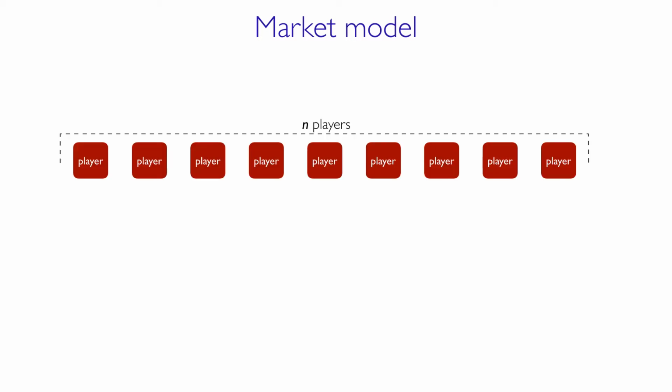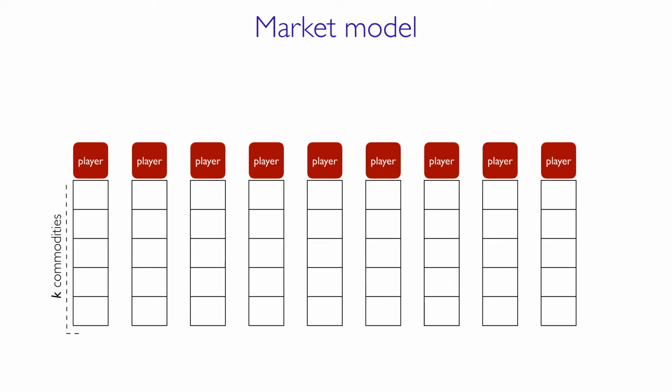We introduce the market model studied by Arrow-Debreu. We have M players acting in the market. We have K different commodities. Every player can have an amount of each of these commodities. For example, a commodity may be money, another commodity may be a generic good. In general, the commodities may be many.